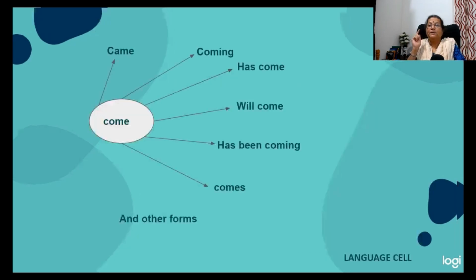You'll understand this better with this. See. Let's take the verb come. From come, came, coming, has come, will come, has been coming, comes, and other forms.